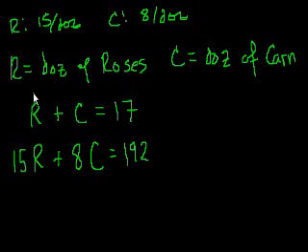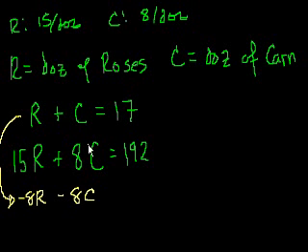We want to solve for the number of roses. That was the question. So let's try to cancel out the number of carnations. So if we multiply this top equation by -8, we'll get a -8c. That'll cancel out with that. So let's multiply that top equation by -8. You get -8r minus 8c. What's -8 times 17?